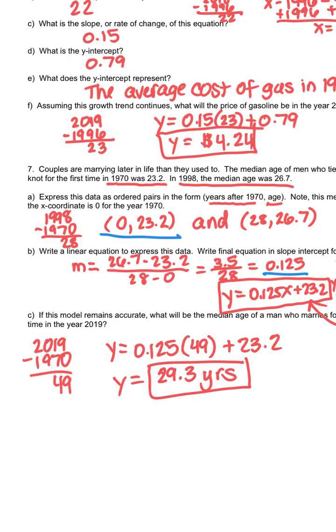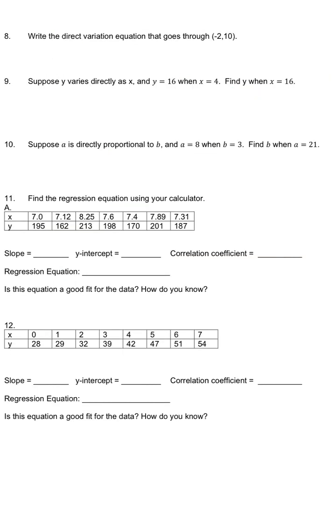Let's go to the next page. Now we're on number 8, direct variation. It says write the direct variation equation that goes through negative 2, 10. So remember, finding the direct variation equation, that's y equals kx. So we need to find k, which is y over x.